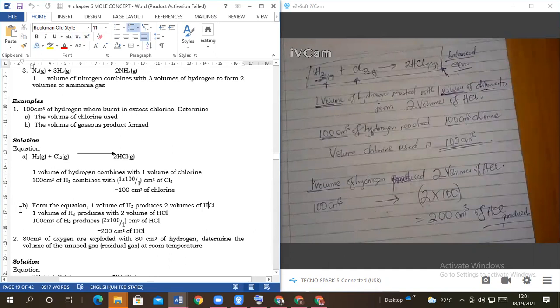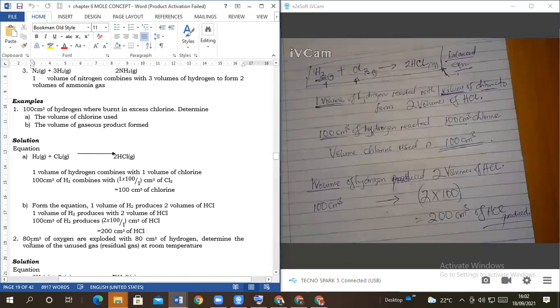So if 100 of hydrogen were the ones reacting, then it will give us 2 times 100 cubic centimeters of hydrogen chloride. That's the volume of the gas produced. Is that clear? Yes, teacher. Good.